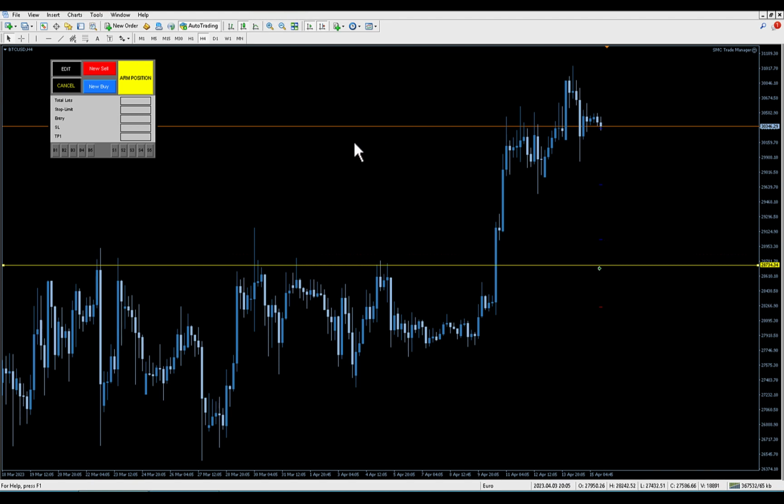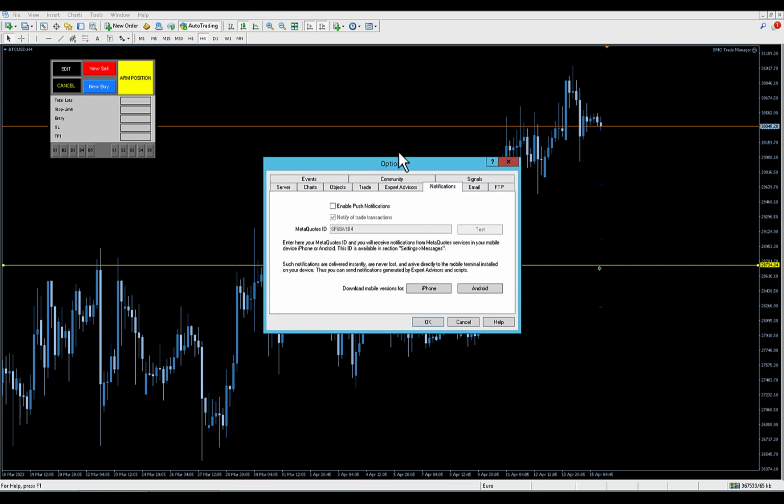Now, lastly, I want to show the notifications. You go to Tools, Options, Notifications, and you want to enable push notifications. You want to have this enabled. Your MetaQuotes ID, if you don't know what your MetaQuotes ID is, please just Google the term and log in to MetaQuotes ID, place it here, and the Expert Advisor will notify you by push or email.